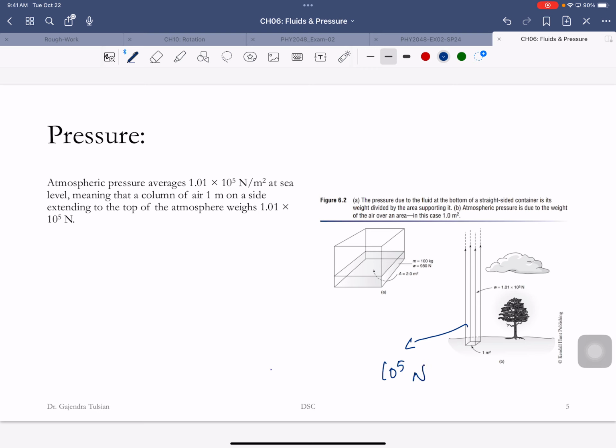Weight is mg, mass times gravity. Gravity is about 10 meters per second square. So if you divide that by 10, the mass of this column of air all the way to space is 10 to the power 4 kgs, 10,000 kgs. Okay. 10,000 kg is the weight of a school bus. So this much air all the way to space weighs as much as a school bus.